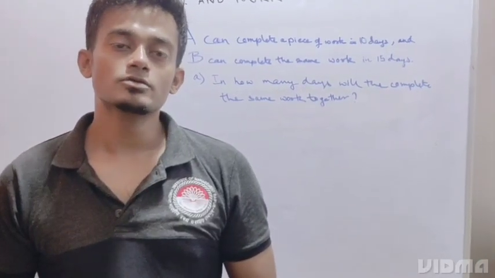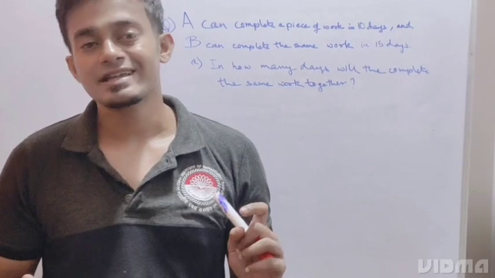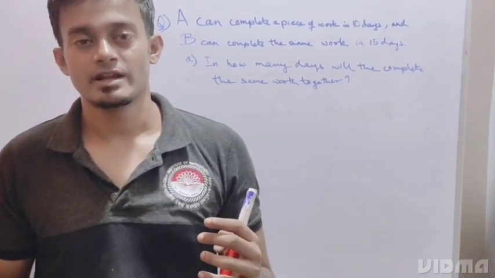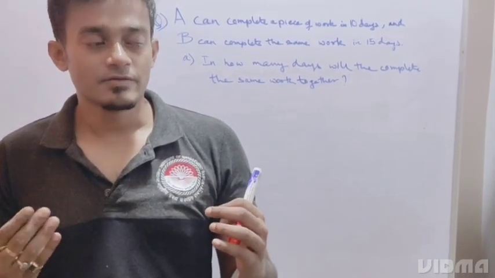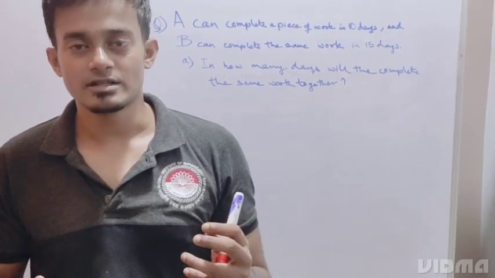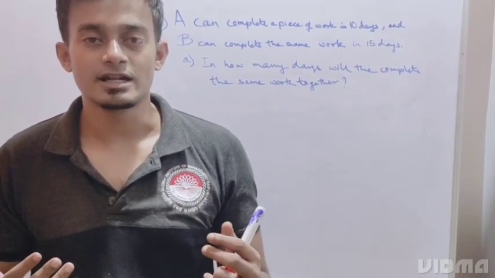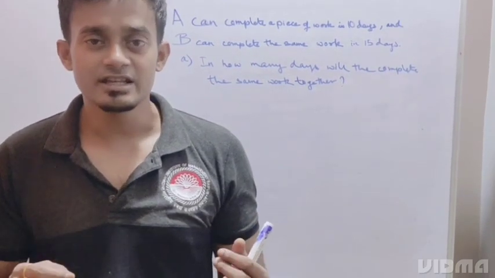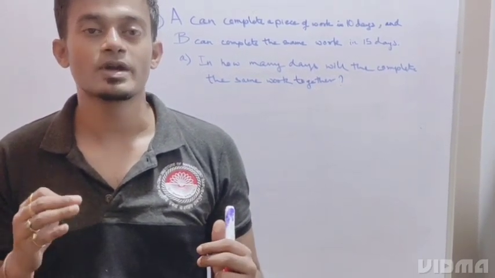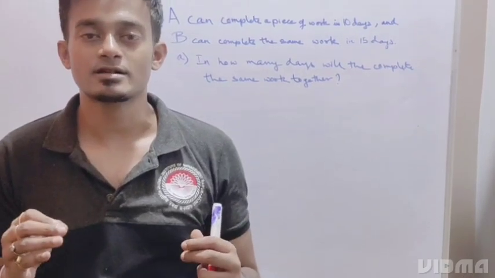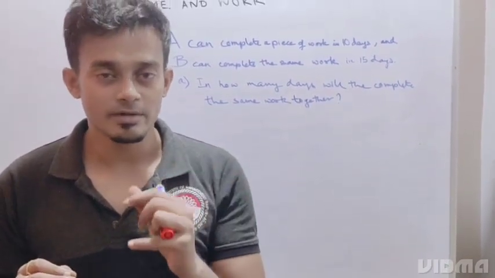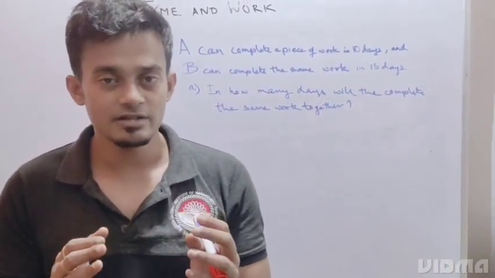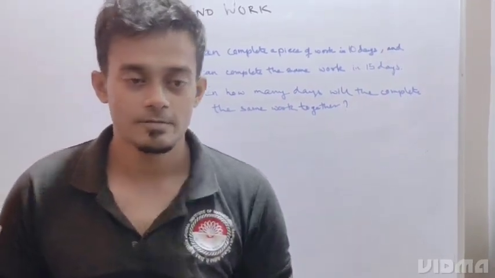Now we are going to do the previous question in a different method, right? Before we were using the unitary method, percentage, ratios and all that to solve the problem. But in this case, we are going to do the LCM method, the least common multiple method. And what is the difference? You will find it right now.